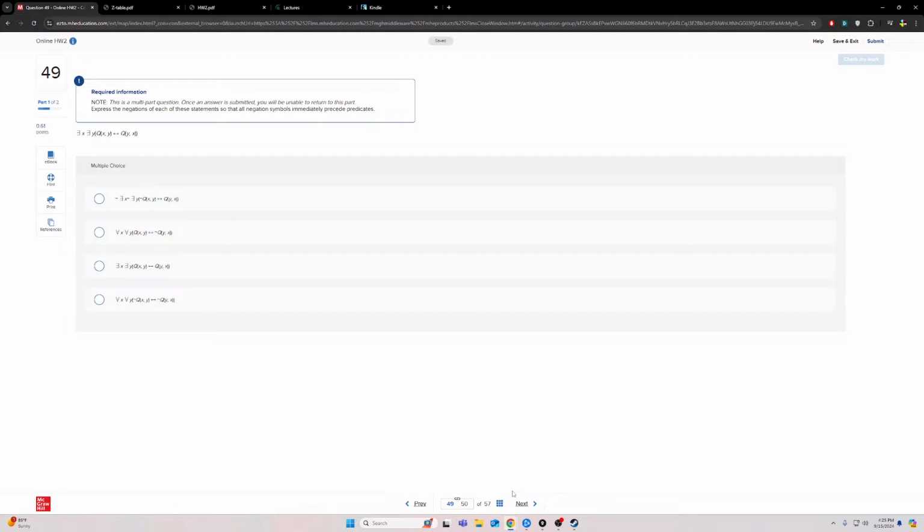What is this saying? Express the negations of each of these statements so that all negation symbols immediately precede predicates. So it's basically saying that, what? What is it saying?